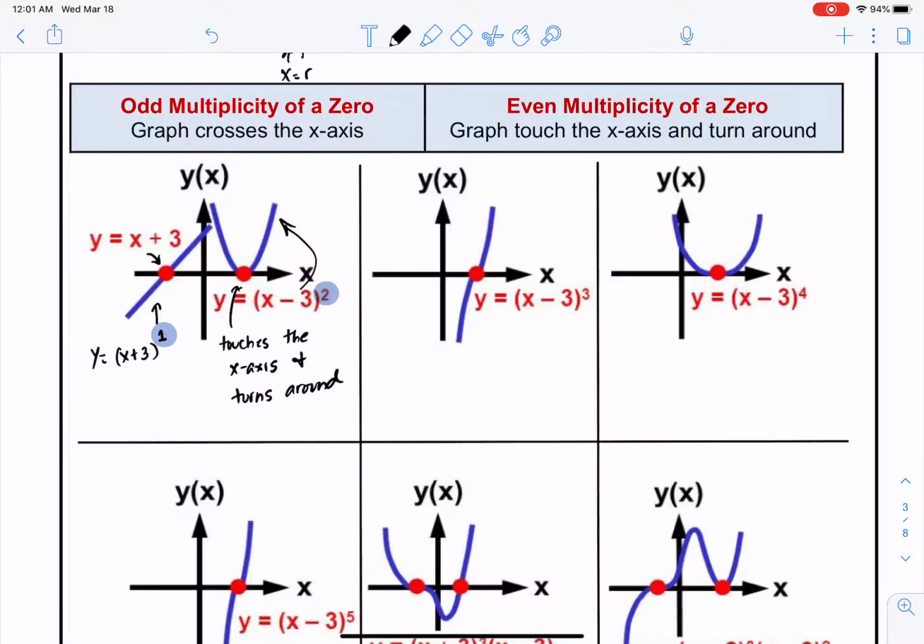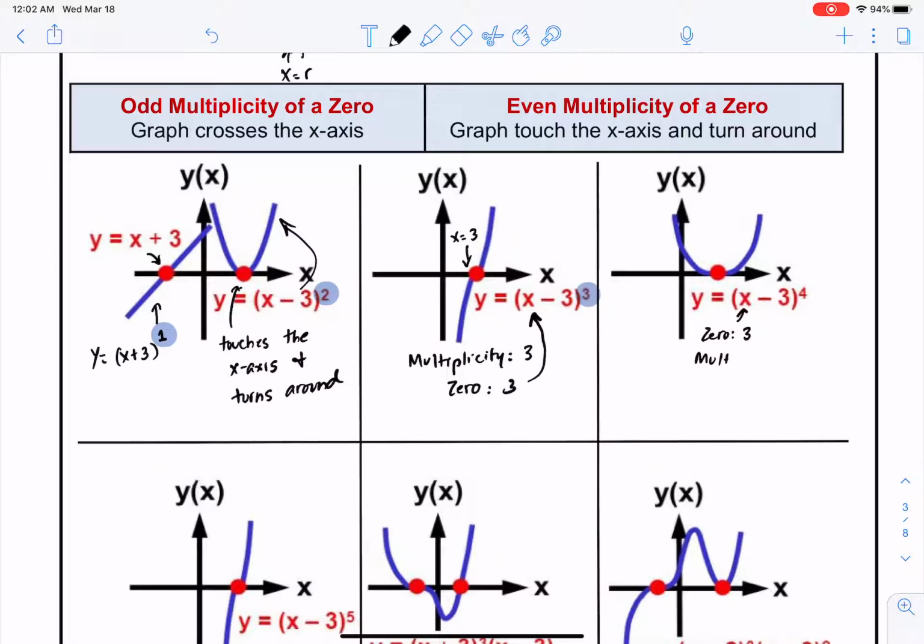So if we continue this for any polynomial, here we have the multiplicity to be 3. The 0 is 3, because if I plug in 3 for x, 3 minus 3 is 0. The function becomes 0. So that is the 0 of the function. The multiplicity is odd, therefore it is going to cross the x-axis, and it is crossing at the 0, which is x equals 3.